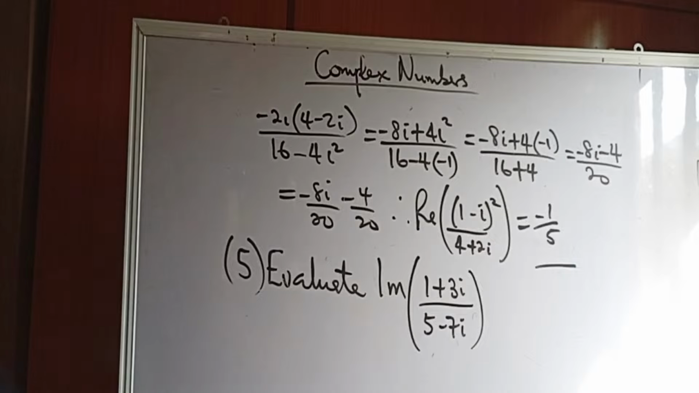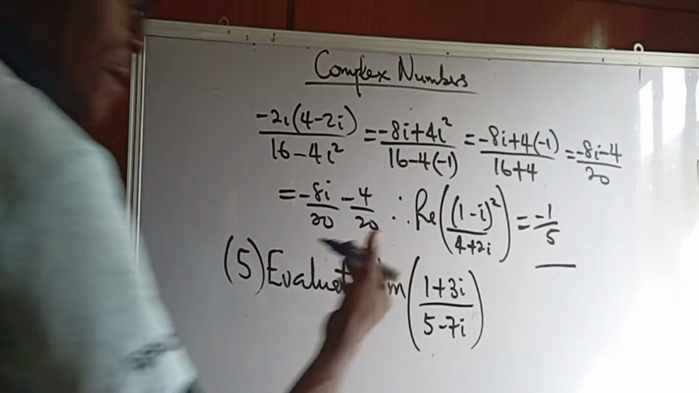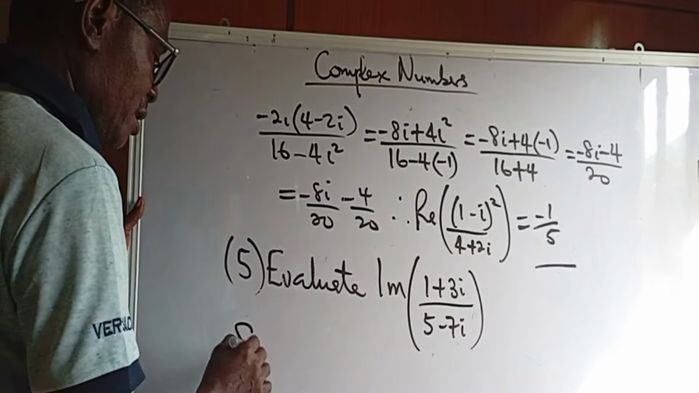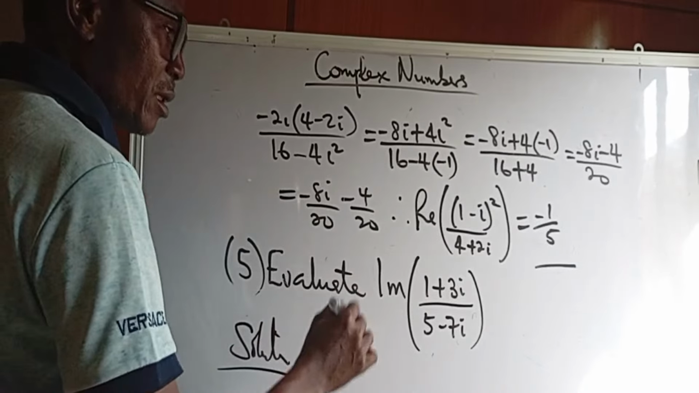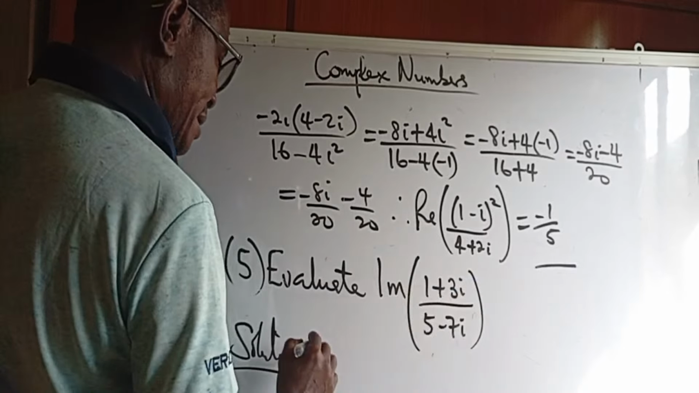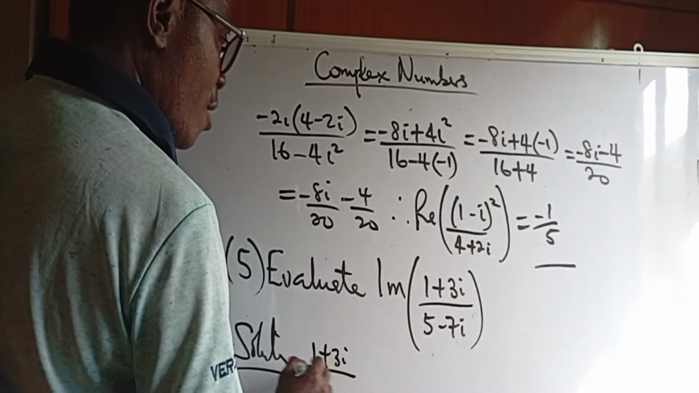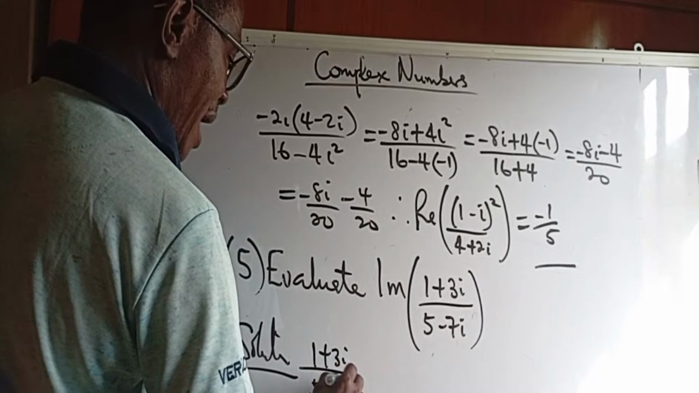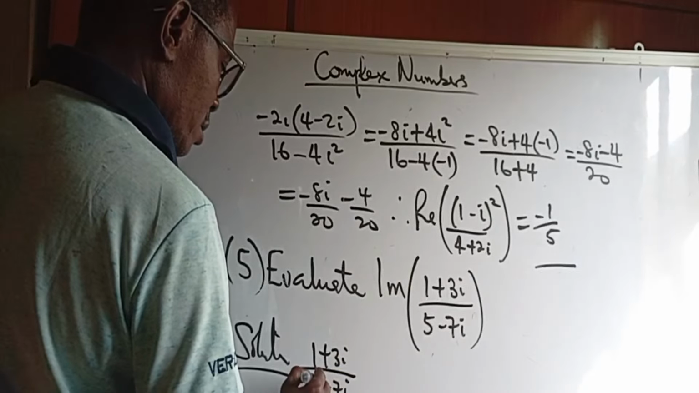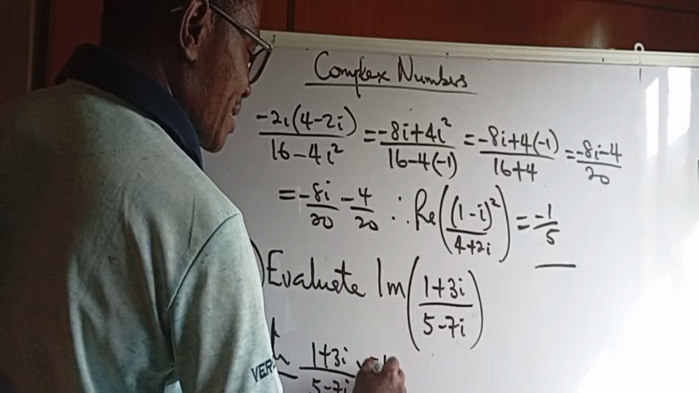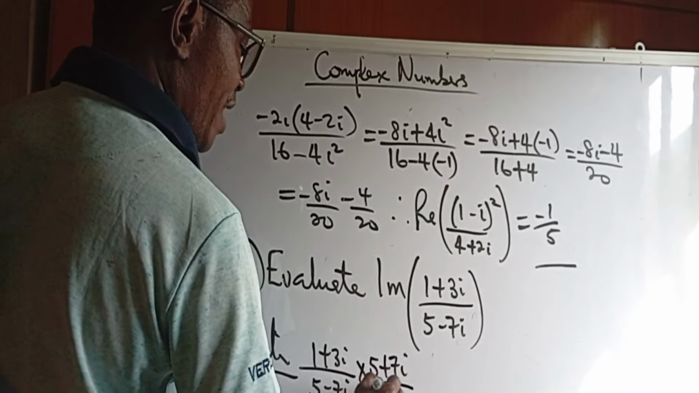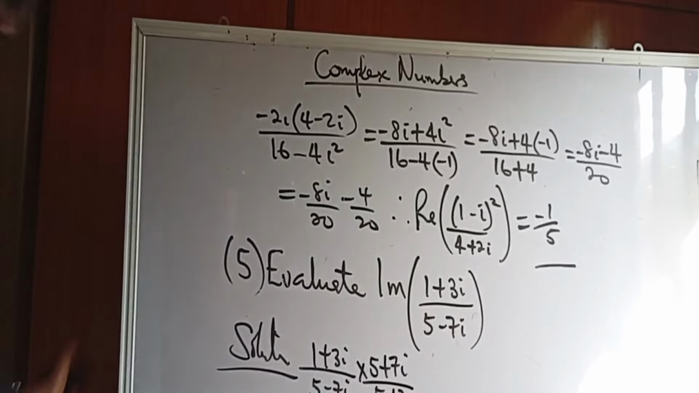for the fact that it doesn't have a square, but it is still a rational complex number. So, rationalize by the conjugate of the denominator. Take the one inside the bracket: 1 plus 3I all over 5 minus 7I. Multiply by 5 plus 7I all over 5 plus 7I. That is the way to do it.